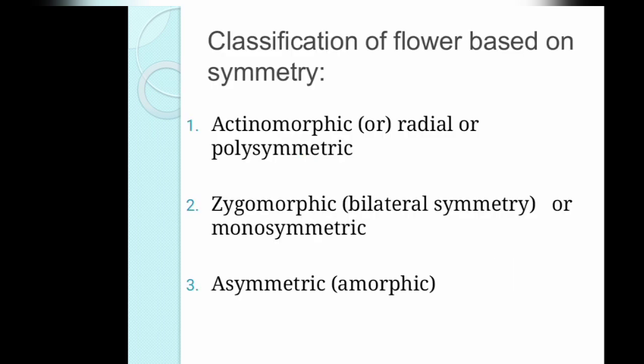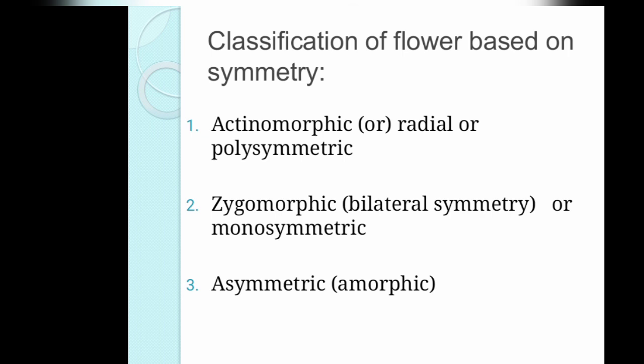So these different types of flower have been classified on the basis of some important criteria. Let us look into the first criterion of flower classification, that is based on the symmetry of a flower. According to the symmetry, the first type is actinomorphic or radial or polysymmetric flower. Second type is zygomorphic, bilateral symmetry or monosymmetric flower. And the third one is asymmetric or amorphic flower.